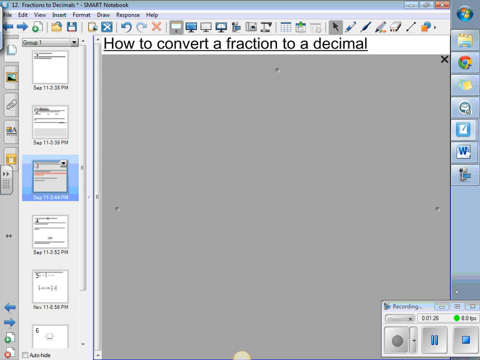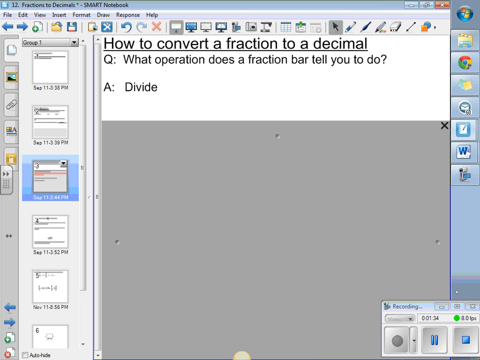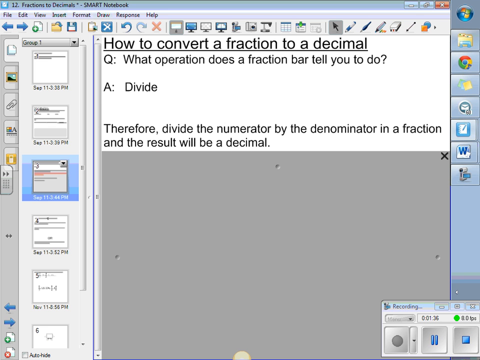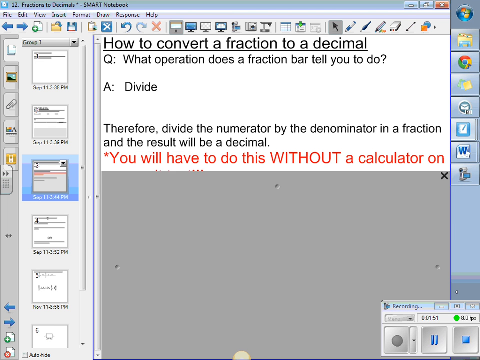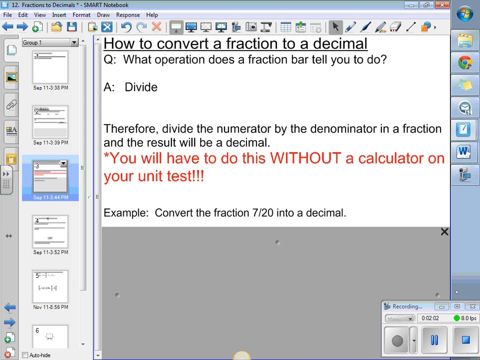How to convert a fraction to a decimal. What operation does the fraction bar tell you to do? Hopefully you know that it's divide. Therefore, you divide the numerator by the denominator in a fraction, and the result will be a decimal. I'll say that again. You divide the numerator by the denominator, and you're going to get a decimal. You will have to do this without a calculator on a unit test, so you're going to have to be able to do long division on this assessment.